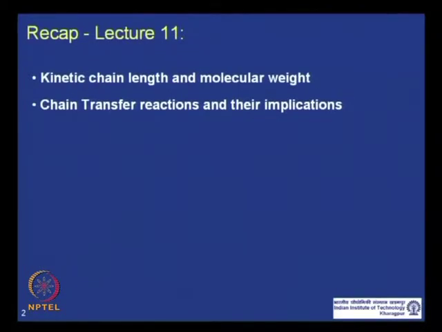In the last lecture, we introduced different types of chain reactions possible, and we also convinced ourselves that if there is a chain transfer reaction, except if the chain transfer is by reaction with a dead polymer chain, in all other cases if the chain transfer happens, then molecular weight will come down. And we also introduced the term kinetic chain length and how it is related to the number average degree of polymerization, and how we can determine the number of initiator residues per chain, and how that is related to the degree of polymerization.